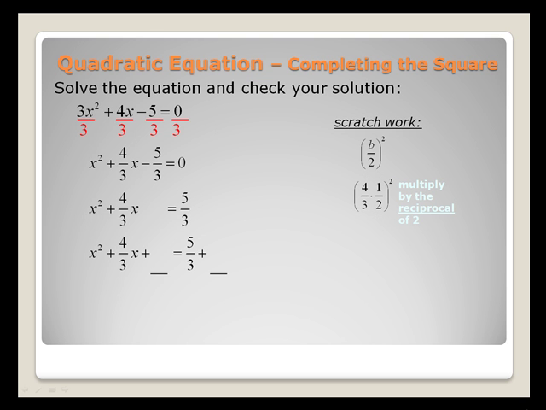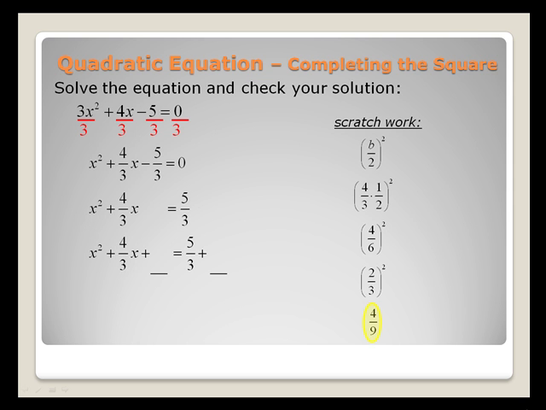Let's multiply our fractions together. 4/3 times 1/2 gives us 4/6. Before we apply our exponent, let's see if we can reduce this fraction. 4/6 would be the same as 2/3. And then finally, when we square that, 2 squared is 4, 3 squared is 9. That gives us the fraction 4/9. This is the number that's going to help us create that perfect square.